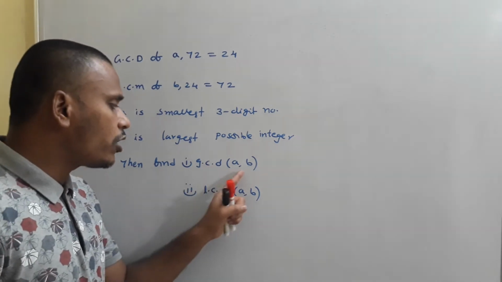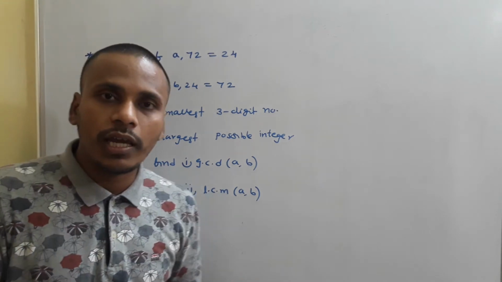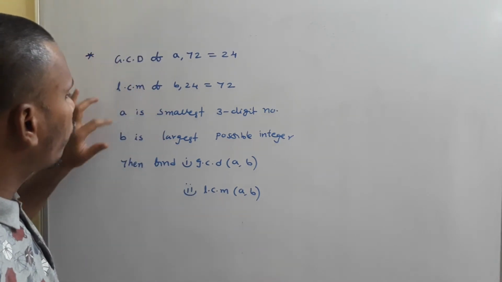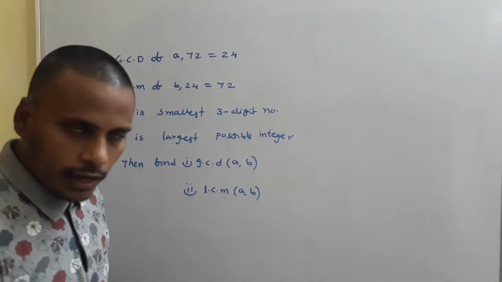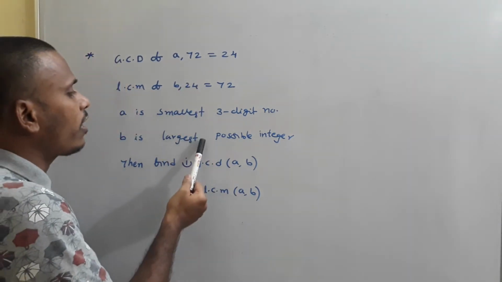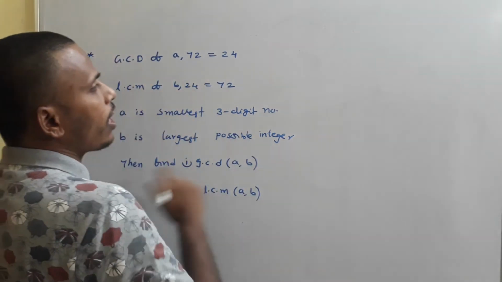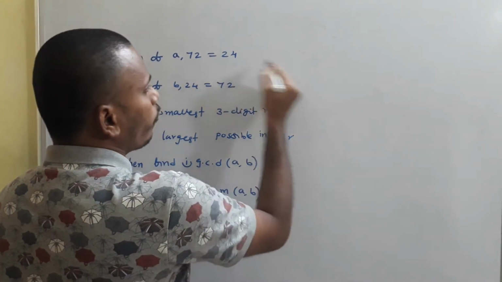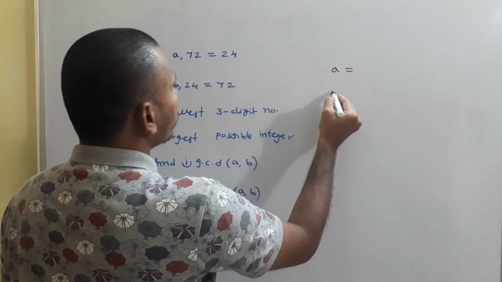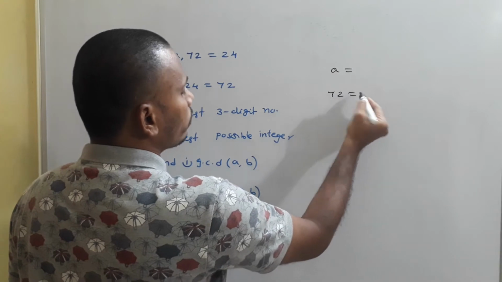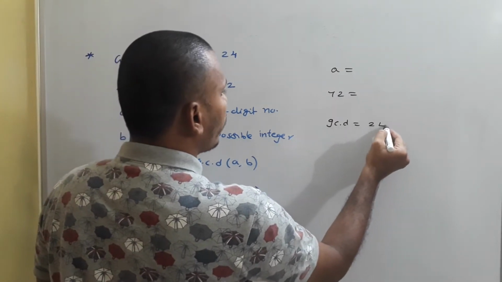So to find GCD of A, B and LCM of A, B, first of all we need to identify A and B according to these four given restrictions. When you follow the first and third restriction we will get A, and if you follow the second and fourth restriction we will get B. See, GCD of A comma 72 is given as 24. A I don't know, we have to find, and 72 is given.